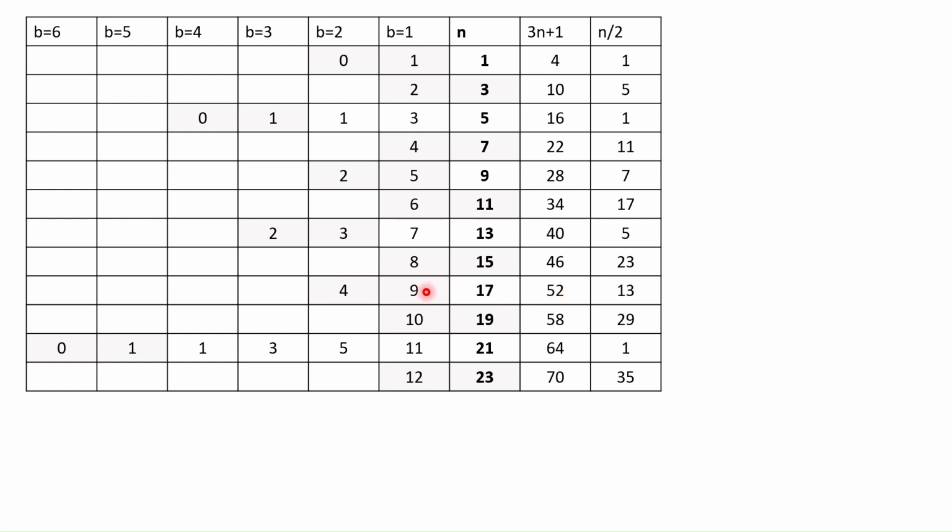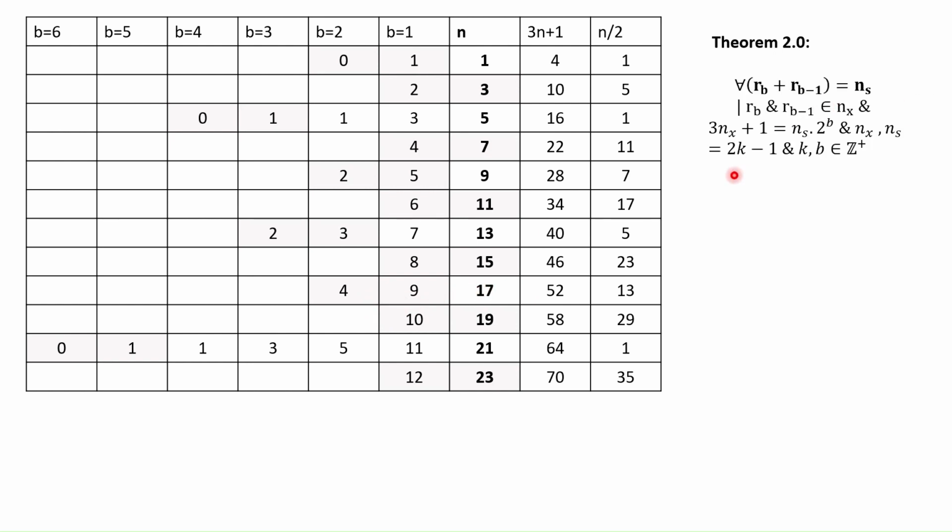So basically what's happening is, instead of applying the rule of 3n plus 1 and n by 2, all I need to do is just consider the last two values of the set RB. So this is the theorem. It says that for all RB, RB plus RB minus 1 is equal to ns. So in this case, we have our set. Now this is nx because this is the preceding element, this is the next element.